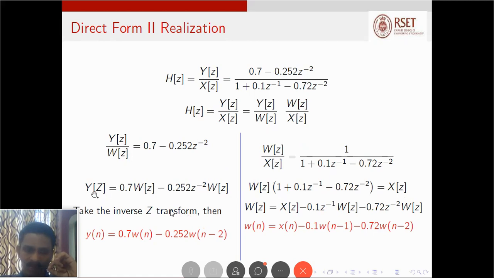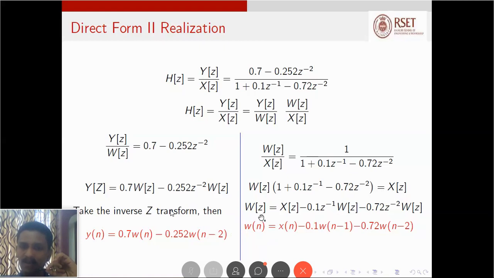If you take the inverse z transform of this term, you will get y of n. Similarly, the inverse z transform of this term gives 0.7 w of n. The inverse z transform of this term will be minus 0.252 w of n minus 2, because that term is z raised to minus 2. Here the power is z raised to minus 2, so you will get w of n minus 2. Similarly, this is w of z into 1 plus 0.1 z inverse minus 0.72 z raised to minus 2 is equal to x of z.